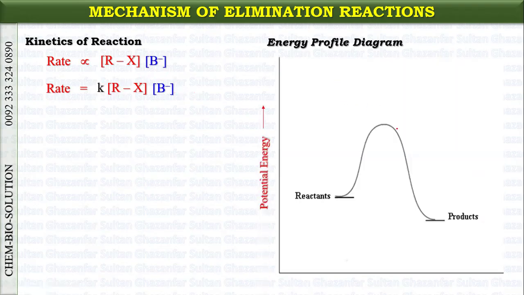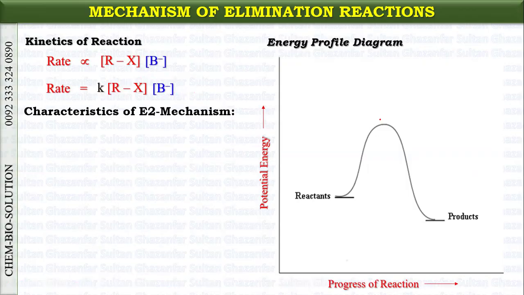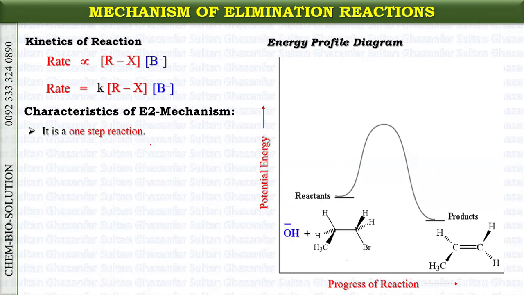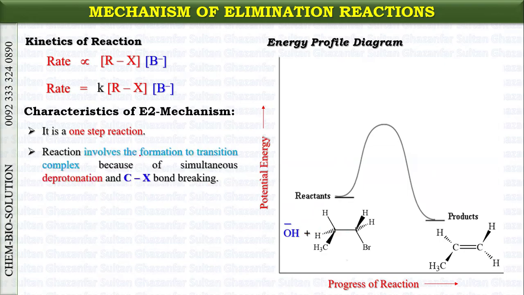Energy profile diagram: you can see here is a transition state where we can show the attack of the base on the beta hydrogen and simultaneous removal of the halogen. It is a one step reaction, and you can see here it happens in a single step. Reaction involves the formation of a transition complex because of simultaneous deprotonation and breaking of the carbon hydrogen bond. This is the transition state that you have seen in the previous slide.